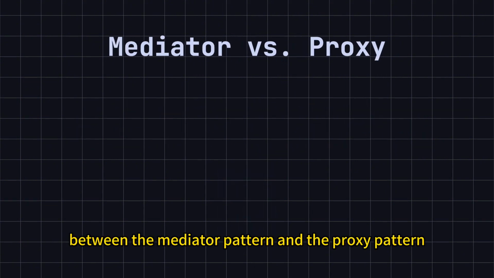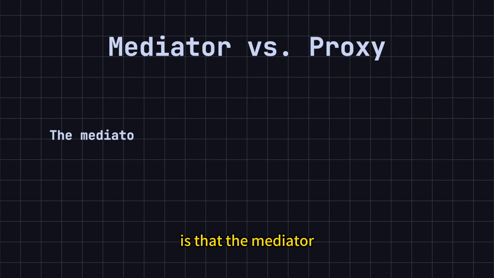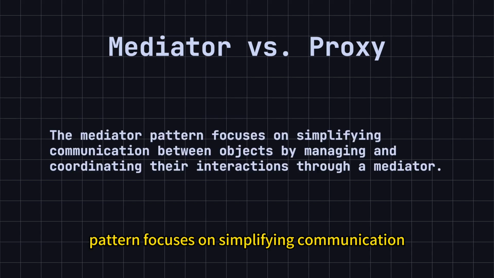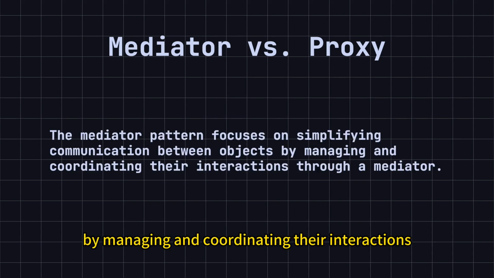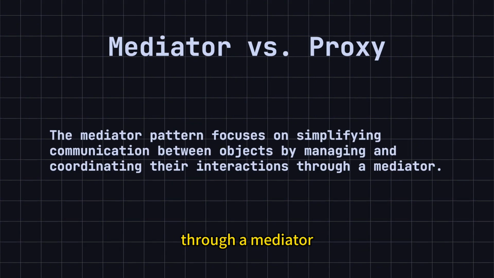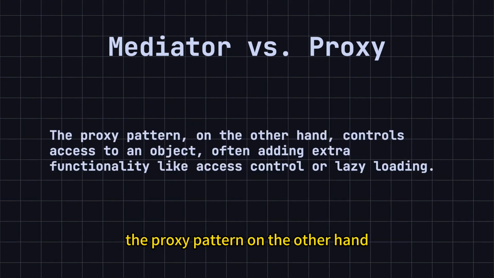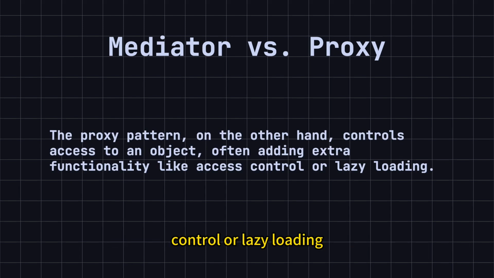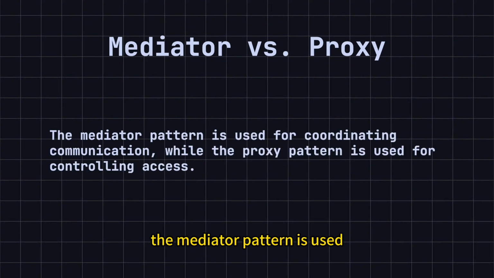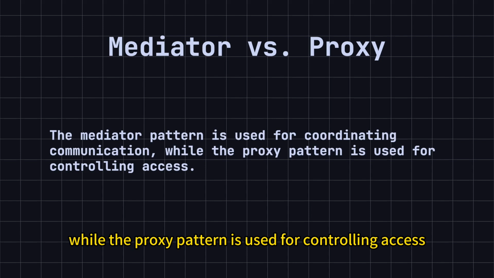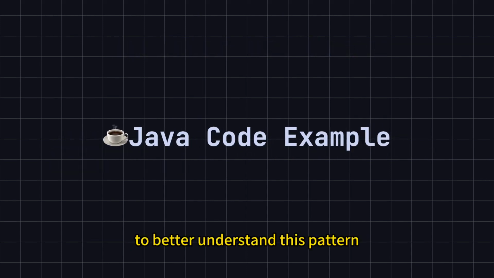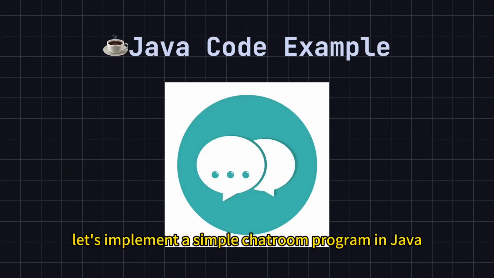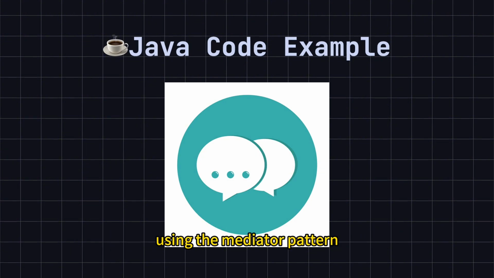The difference between the mediator pattern and the proxy pattern is that the mediator pattern focuses on simplifying communication between objects by managing and coordinating their interactions through a mediator. The proxy pattern, on the other hand, controls access to an object, often adding extra functionality like access control or lazy loading. In other words, the mediator pattern is used for coordinating communication, while the proxy pattern is used for controlling access. To better understand this pattern, let's implement a simple chat room program in Java using the mediator pattern.